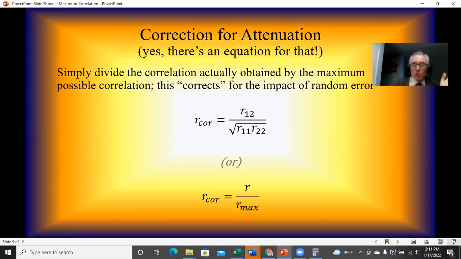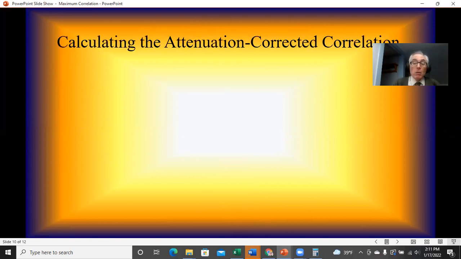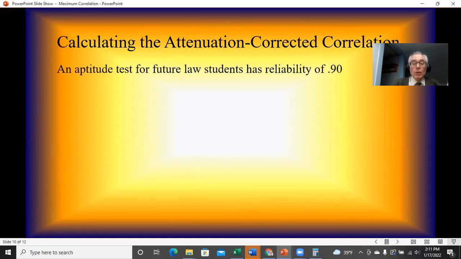So, correction for attenuation, and surprise, surprise, there's an equation for it. You simply take the correlation you got, and we'll call that R sub 1,2, variable 1 and variable 2's correlation, and divide it by the maximum you could possibly have gotten. So you can do this from scratch, R1,2 over the square root of the product R1,1 times R2,2, or if you already know R max, just R over R max, same thing. So, again, not one of your more complicated procedures here.